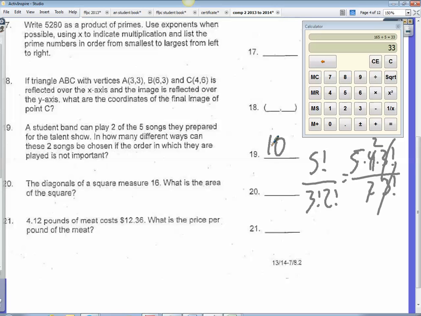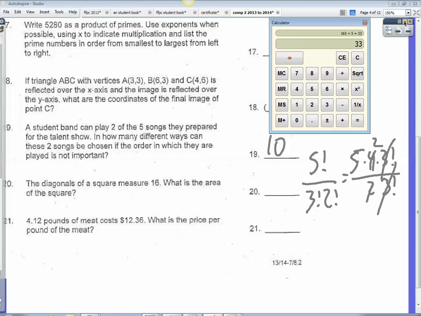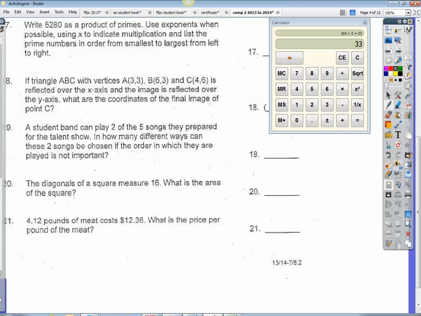The diagonals of a square measure 16. What is the area of the square? All right, so I'm going to draw it out. So I have a square, and so this distance is 16. So we have this side length and this side length. So x times an x, right? And so this is a right triangle. And so we need to find the... It has to be 2 and 3.